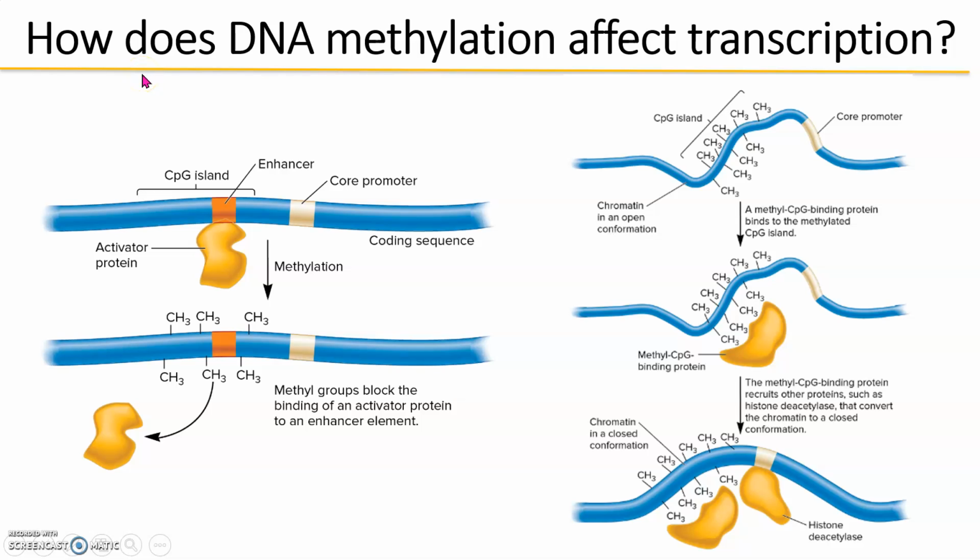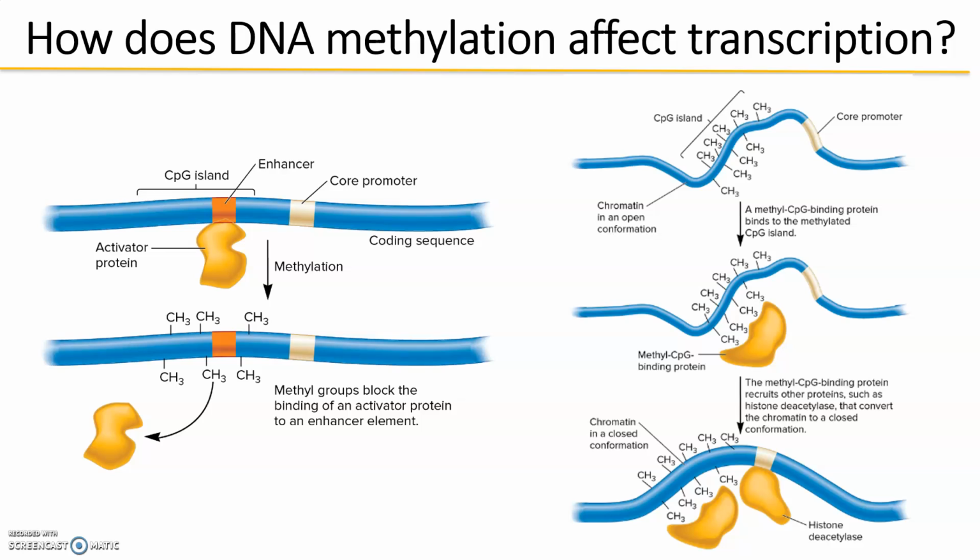So how does methylation affect transcription? There are 2 ways that it can do it. So let me back up again. Usually around the promoter in eukaryotes, you have these CpG islands. And the CpG islands are cytosine and guanines, okay? So you have this cytosine and guanine area, and that area is subjected to methylation.